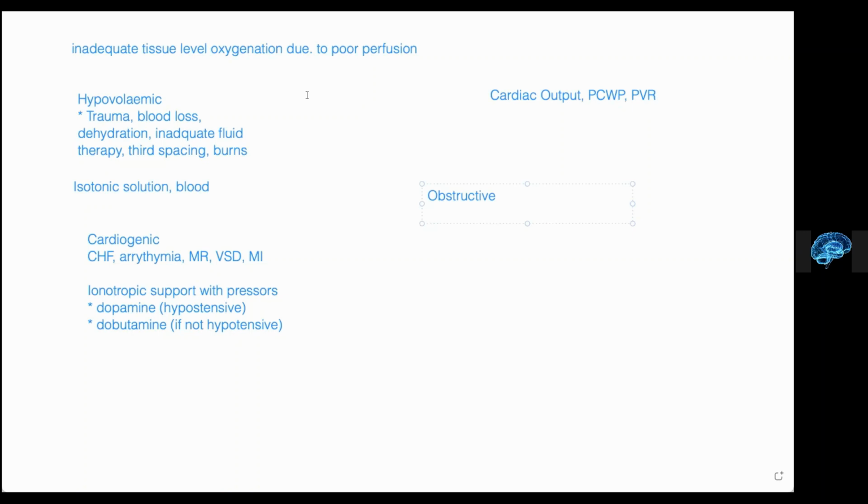And here it's more to do with the vasculature alone. So we're not thinking about your VQ mismatches or your VQ matches per se, because I'm not talking about ventilation problems as such. I'm just considering my vasculature and my perfusion alone.